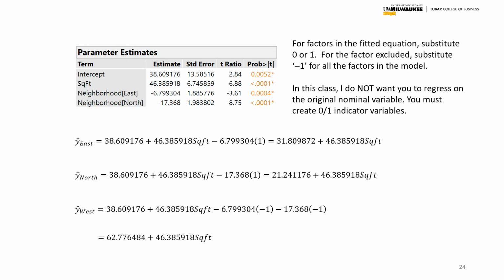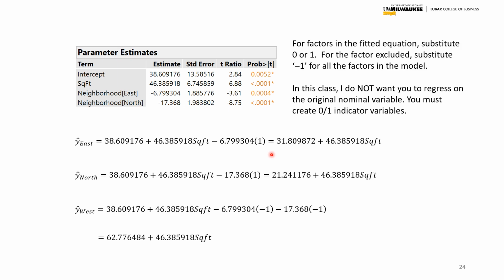Here is the regression output when we regress on the nominal variable rather than creating the 0, 1 indicator variables. We get an equation. This equation includes square footage and a couple factors here of east and north. Let's show you how to make predictions off of this multiple regression. For the east neighborhood, we would put a 1 in for the east variable and a 0 for north. Here you can see the 1 for the east.